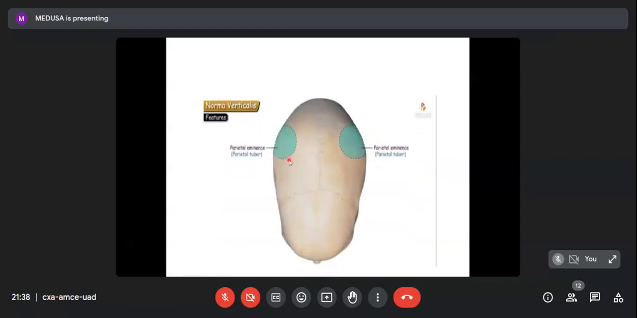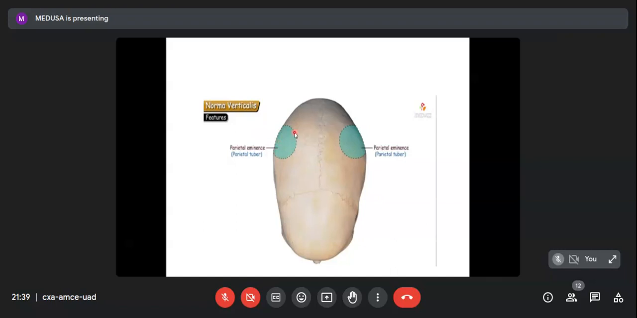Here, these prominences are called parietal eminence, which can also be known as the parietal tuber. In the parietal eminence is where the parietal bones start ossification. They start their ossification process here in the eminences of the parietals. Very high huge.